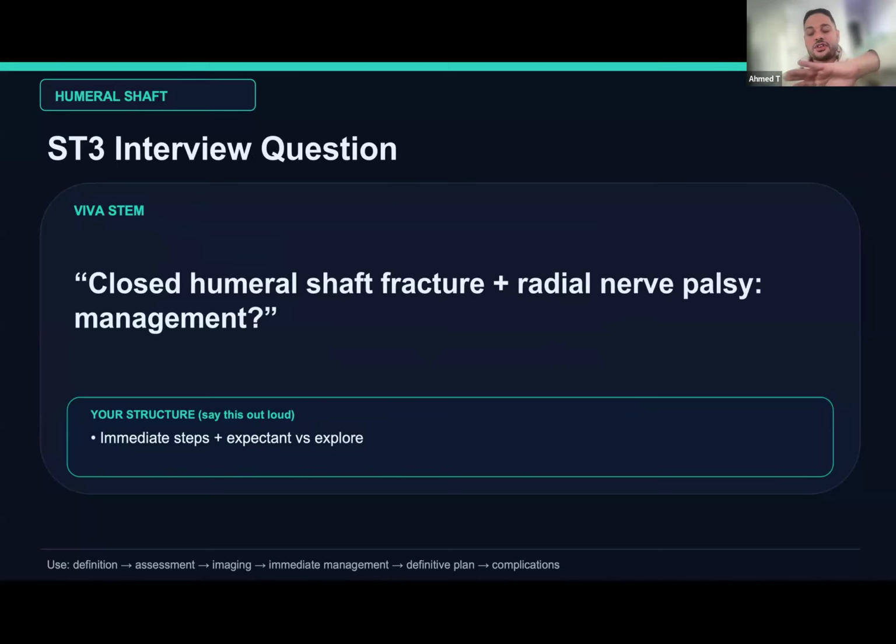You know that the radial nerve is injured now. But of course, if you took the brace off and the radial nerve symptoms improved, then you know that the nerve is not interposed, and you can carry on with your non-operative management. But I mean if you're sure that there are radial nerve symptoms following your brace application and they're not resolving, then you have to explore.